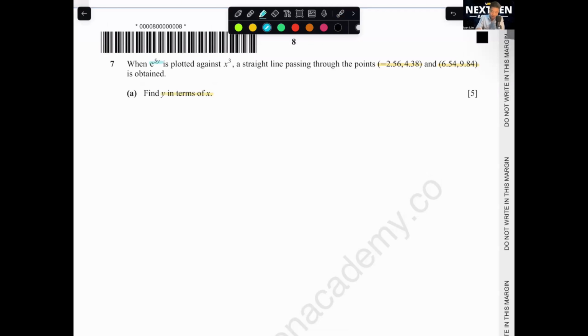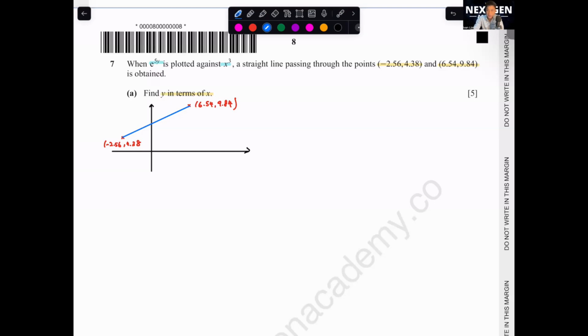Okay, we have this graph here. What I like to do is roughly sketch it out first, so we can see clearly how the graph looks. You have x and y here. So (-2.56, 4.38) is probably around here. Then (6.54, 9.84) is around here. Then this is a graph that is going up, right?